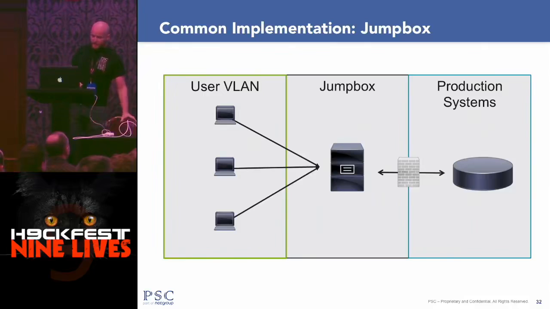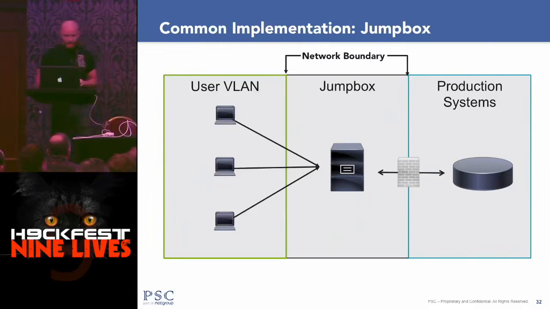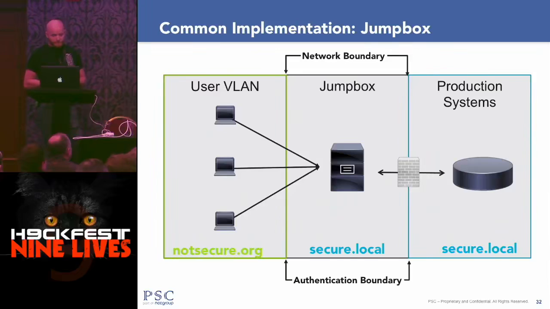So Jumpbox, for our purposes, is going to be a device that spans two dissimilar security zones. I think typically we see this built with SSH or remote desktop, depending on what technologies you want to employ. This provides a nice way to implement a network boundary by restricting connections between zones to one or a few hosts, and also a place to implement an authentication boundary. So it gives you a way to do both in one solution.